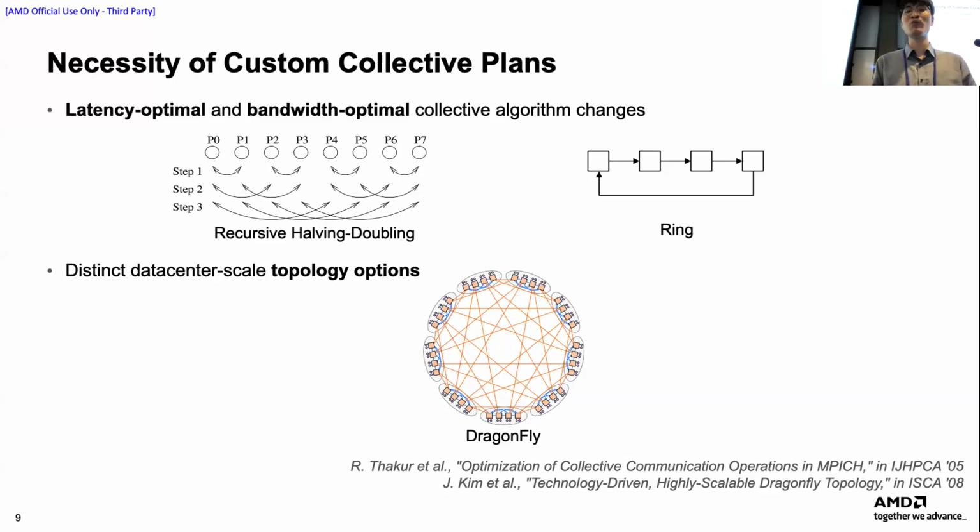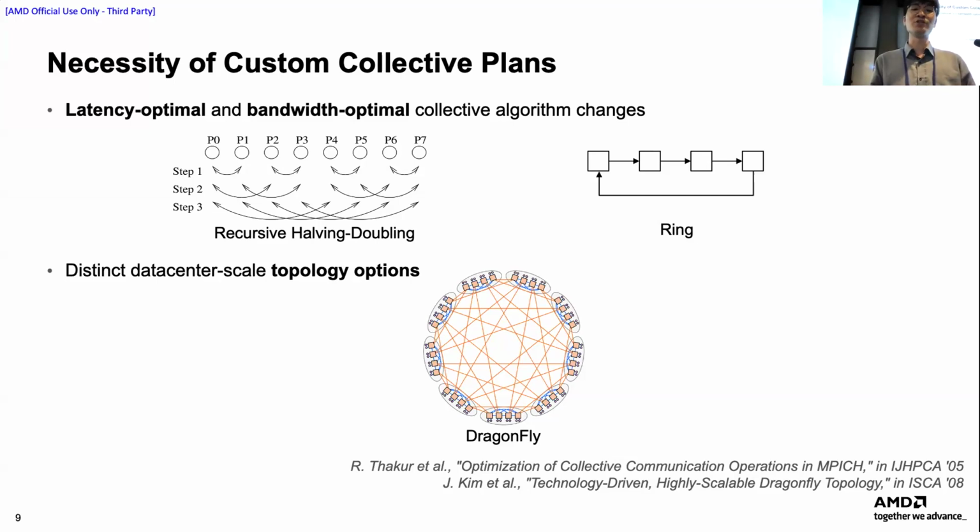So it's more of a bandwidth optimal, whereas for the recursive halving doubling algorithm shown here, the number of steps you take is of log n, but the message size you're transferring is way higher. So it only makes sense to run when your collective size is quite small. So again, just to run your single collective, the latency optimal and the bandwidth optimal collective algorithm is different.